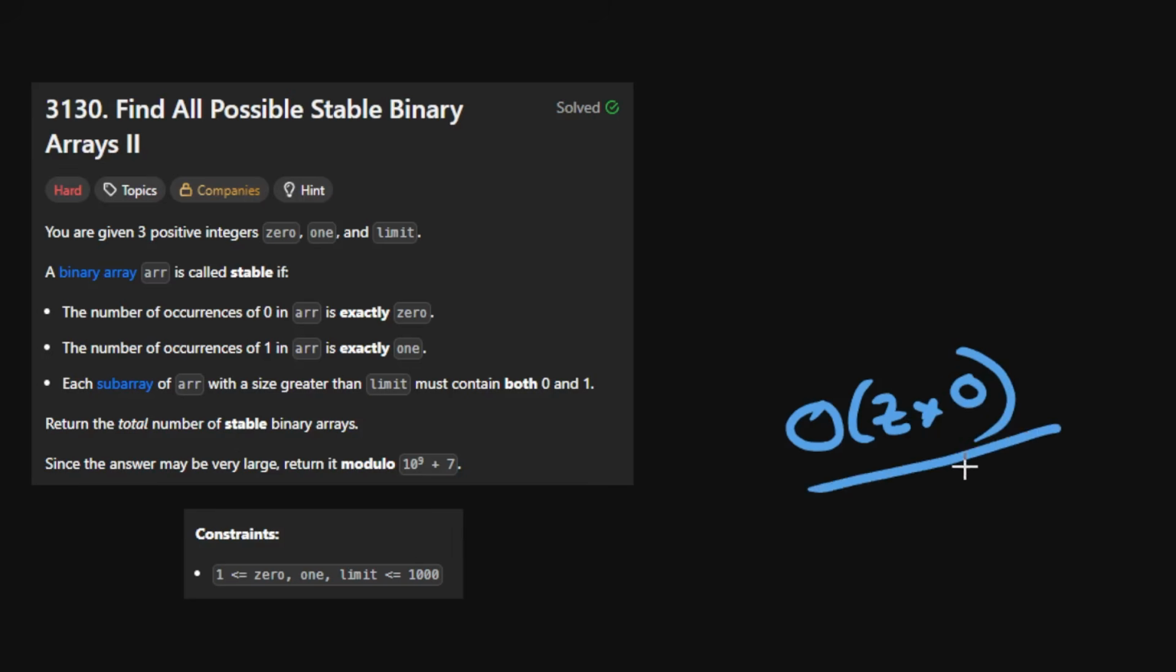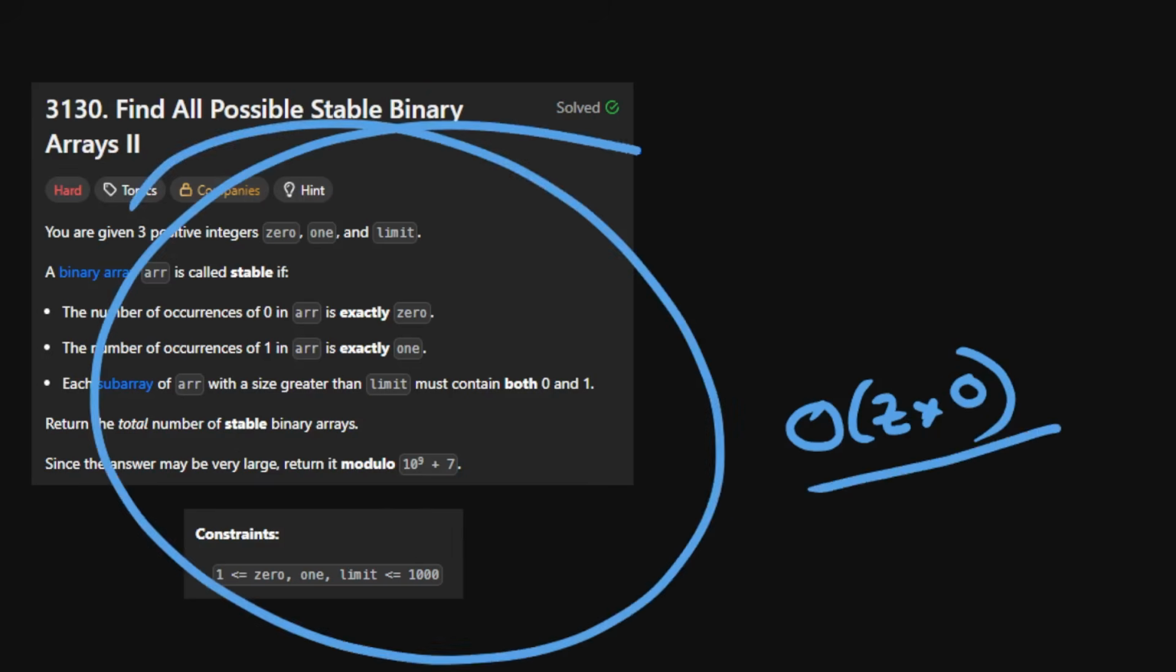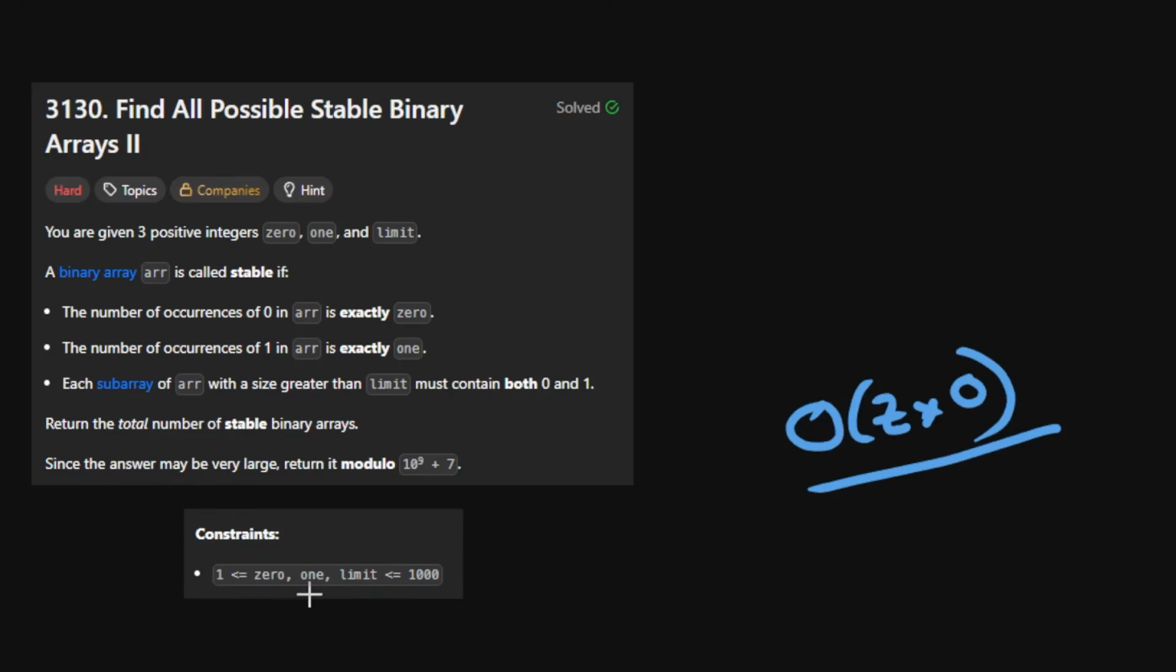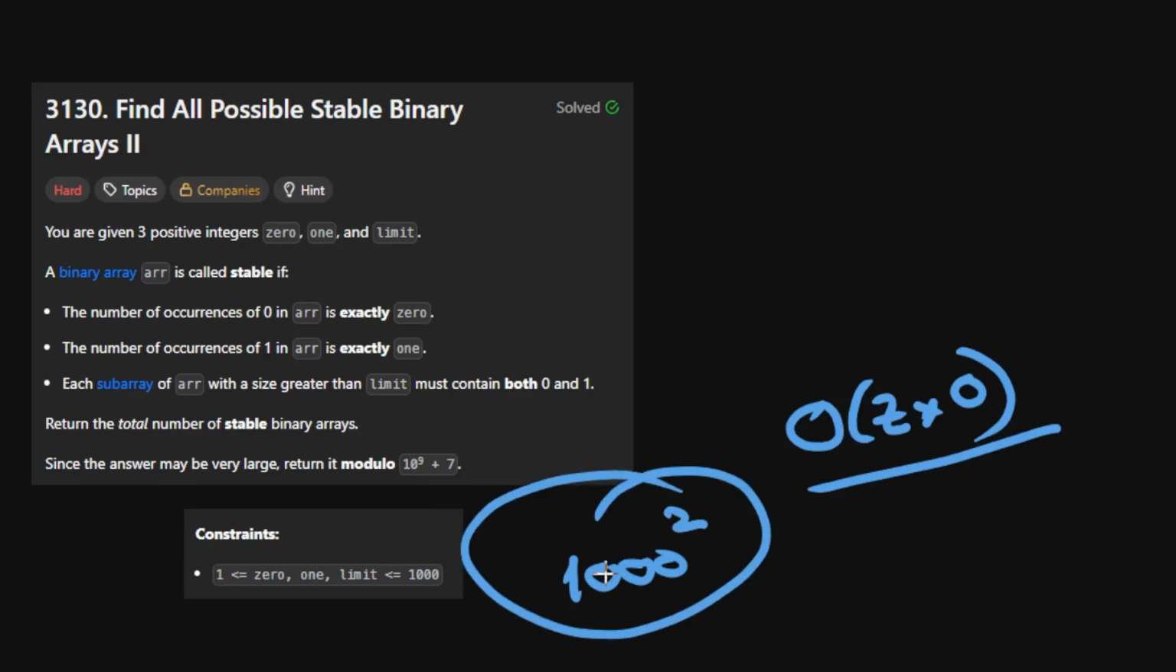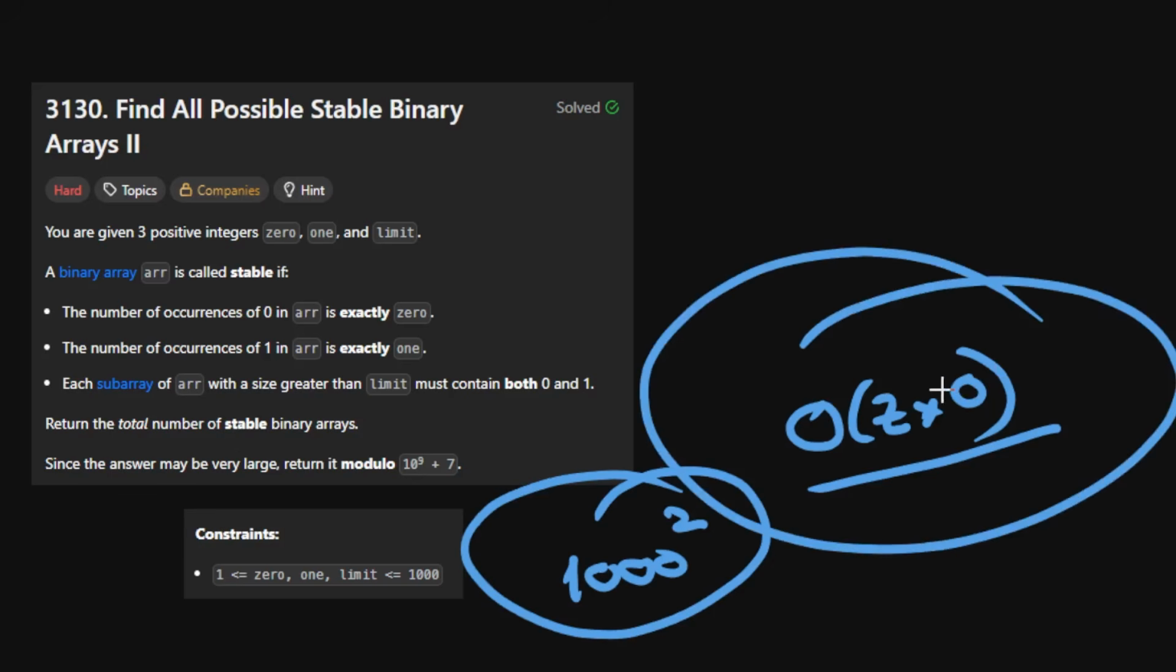So we can use the exact same solution for this problem because the amount of zeros can be up to 1000, the amount of ones can be up to 1000 also, and this square is a relatively small number. We can handle this, so our solution for part 1 will also work here.